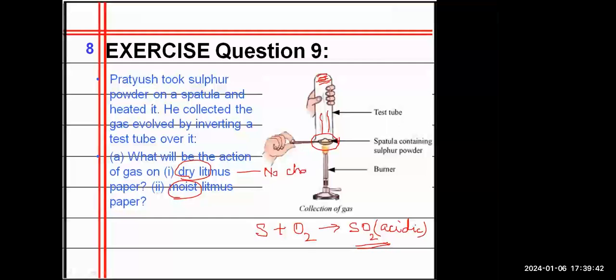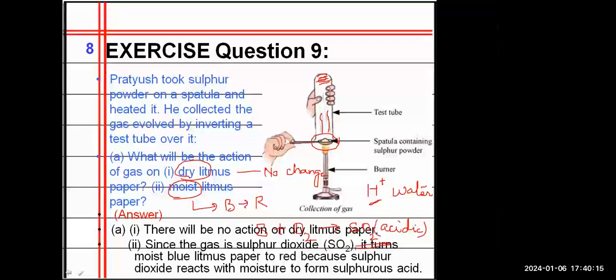Because in the last chapter, we discussed that if a substance has to behave like an acid, it must produce H plus ions, which are produced in the presence of water. In the absence of water, they will not be produced. But if you have a moist litmus paper, the color will change from blue to red. So it indicates that the gas produced is acidic in nature. So these are the answers over here.